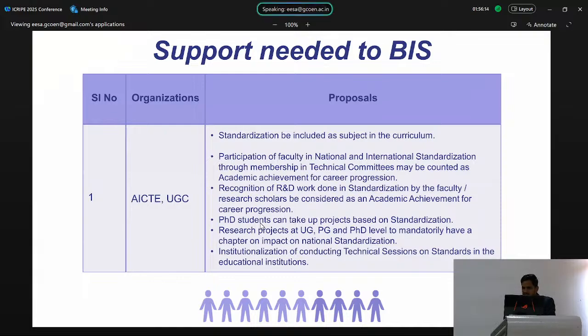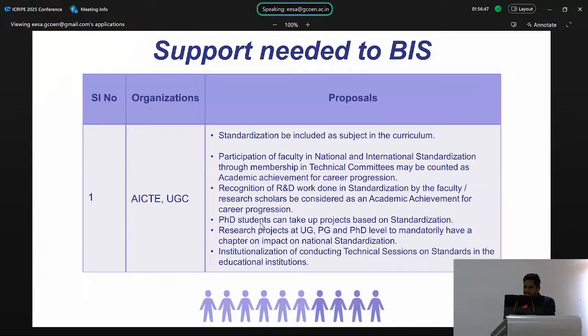Recognition of R&D work done in standardization by the faculty and research scholars should be considered as an academic achievement for career progression. When we are also helping the students in carrying out the research for BIS, this should be recognized by the schools and colleges as their academic achievements. PhD students can take up projects based on standardization. Research projects at UG, PG, and PhD levels should mandatorily have a chapter on impact on national standardization.